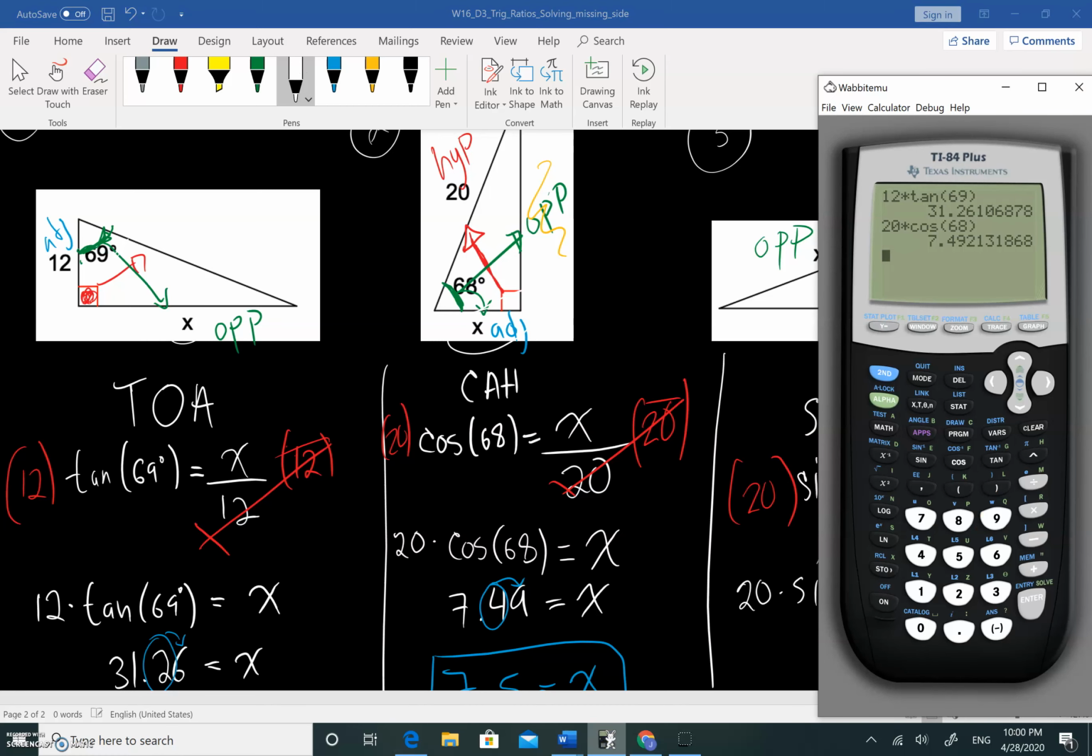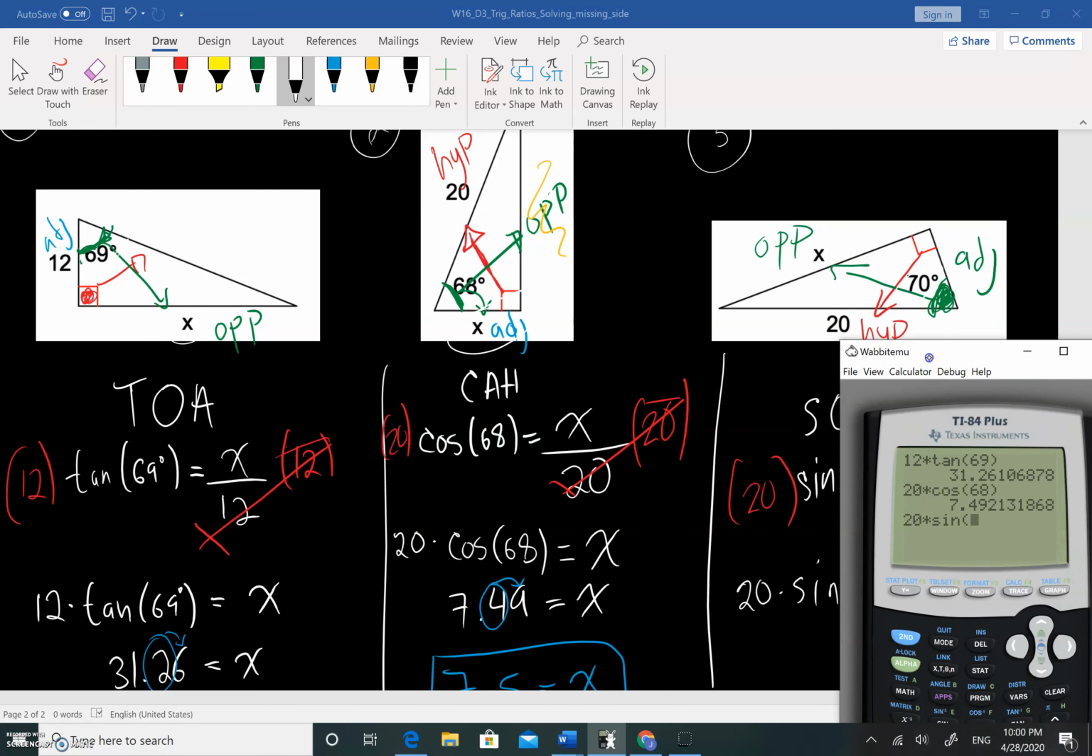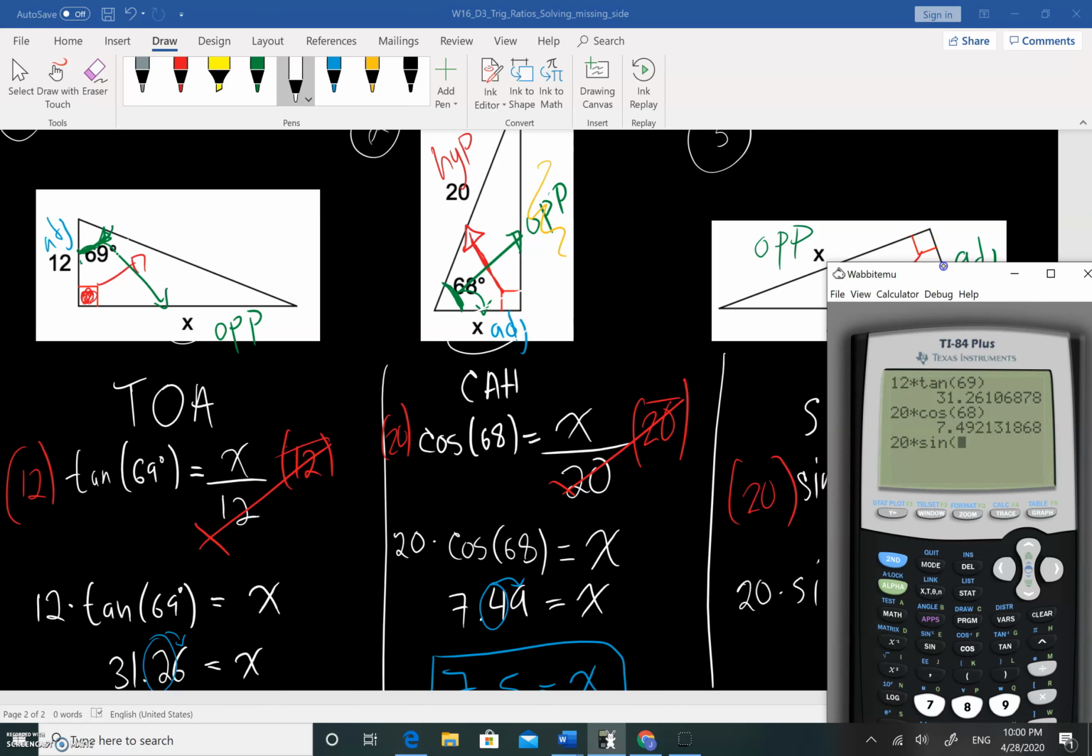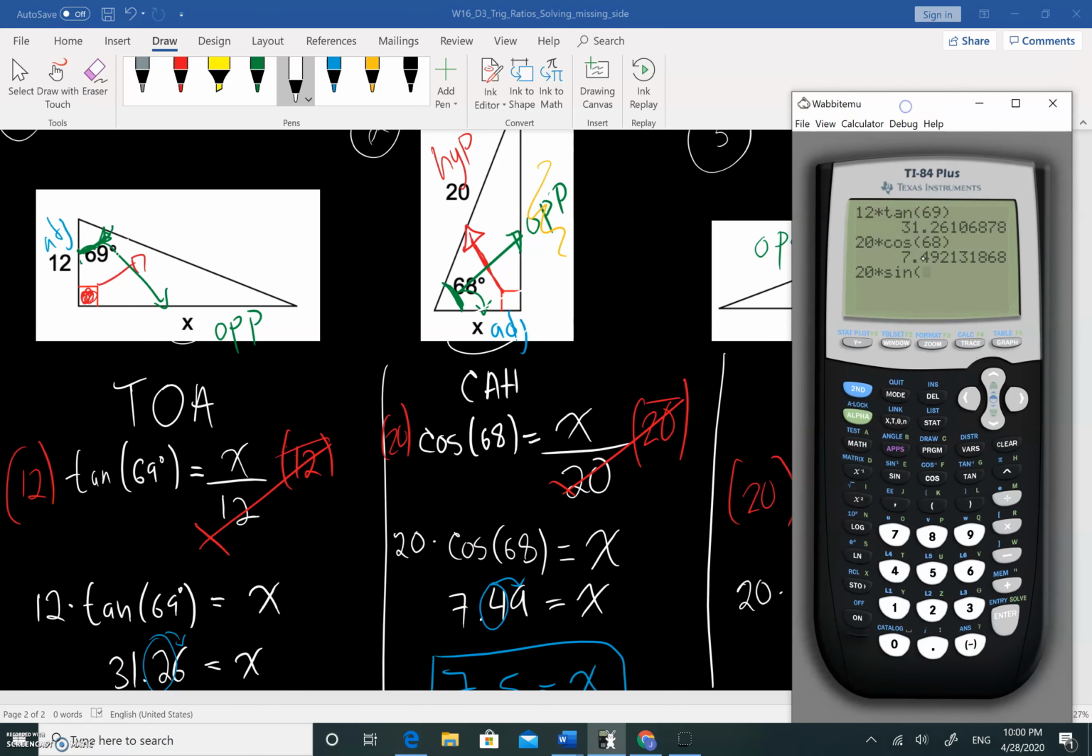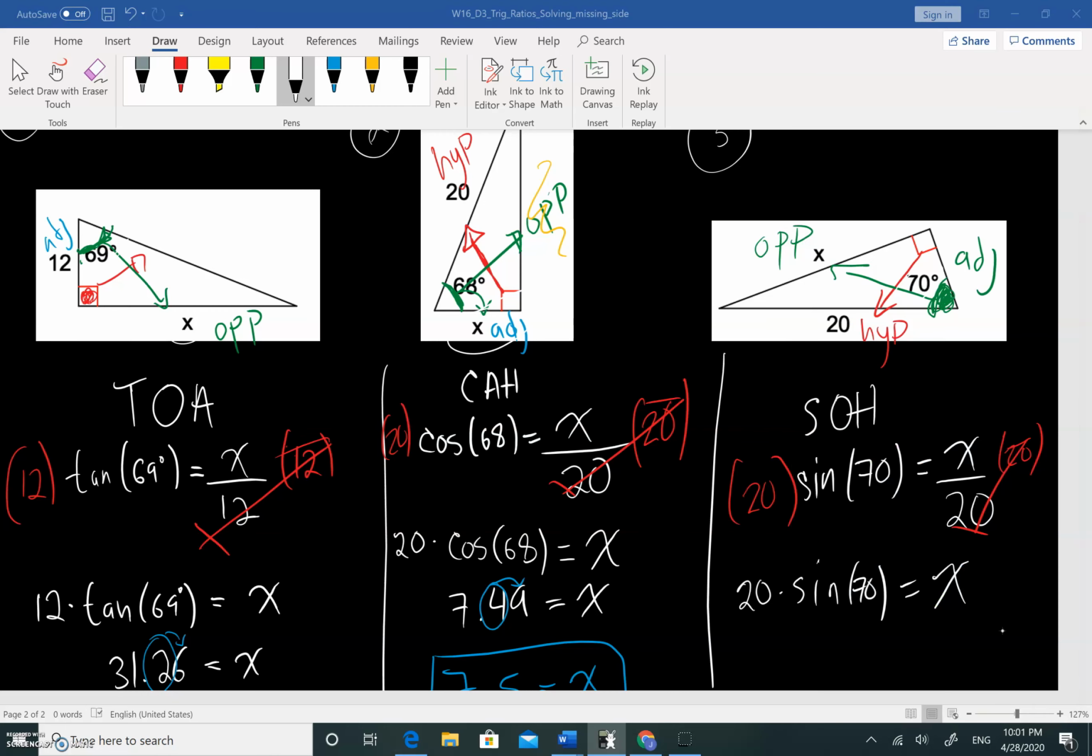You put this in the calculator. So this is going to become 20 times sine of, I don't remember the angle. Let's see, what was it? 70. So sine 70. Now go ahead and try this in your calculator. If you're getting a different answer from what I have, that probably means that you have radians instead of degrees. So the answer that I got is 18.79.